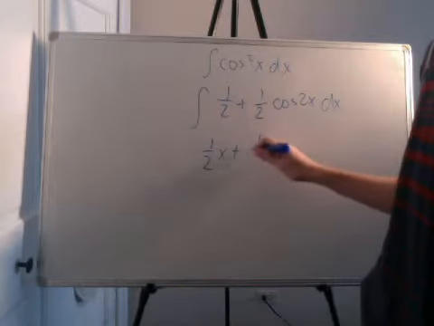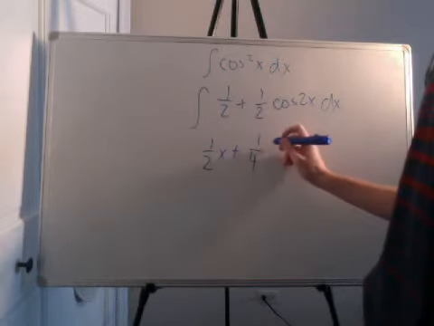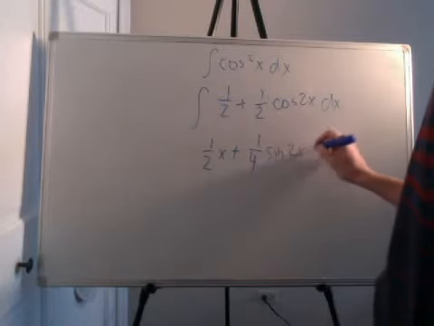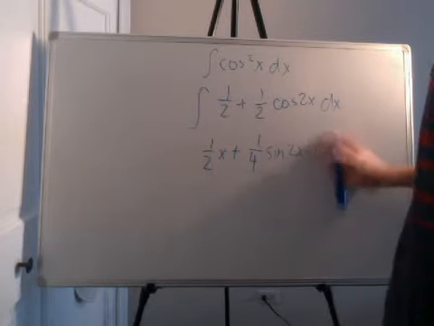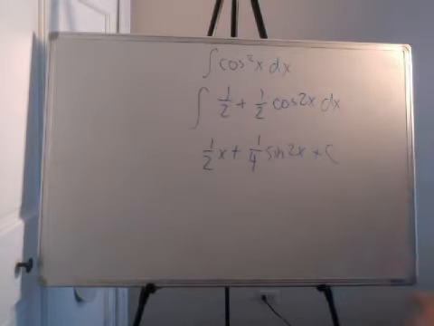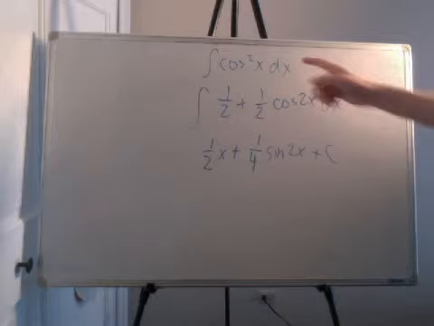plus 1/4 sine of 2x. I don't know why it's taking a really long time. Plus c, I'm sorry. I'm super tired right now, I'm sorry guys. Plus c. That right there is the antiderivative of cosine squared x.